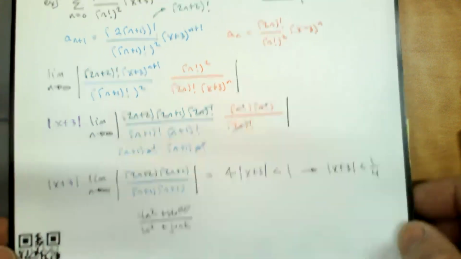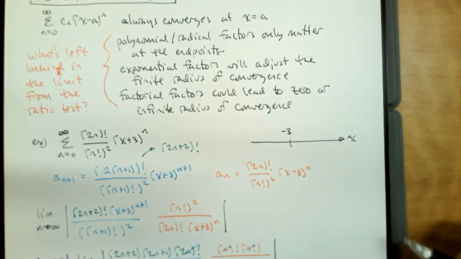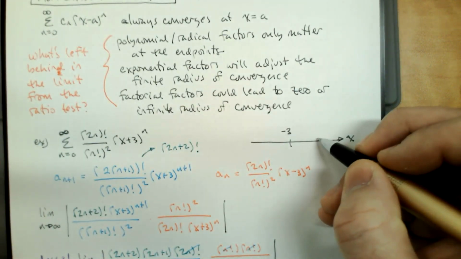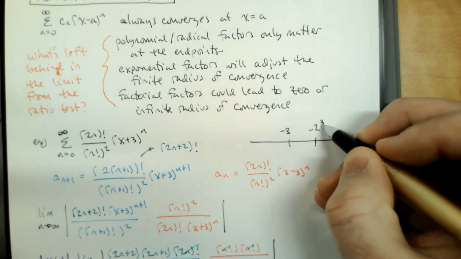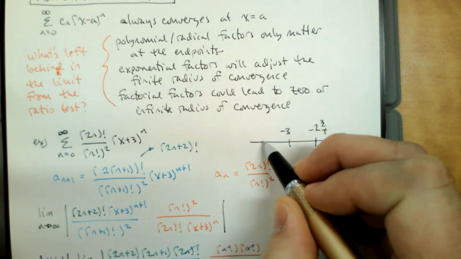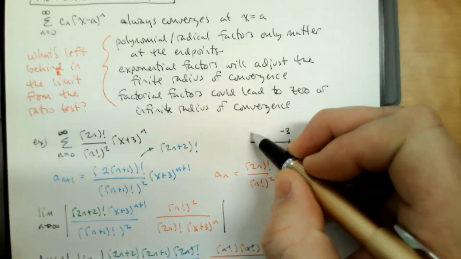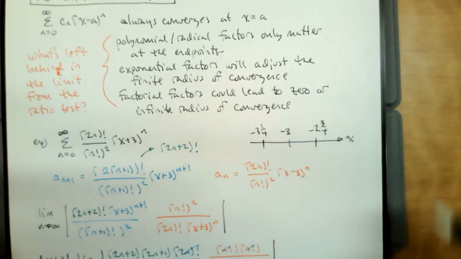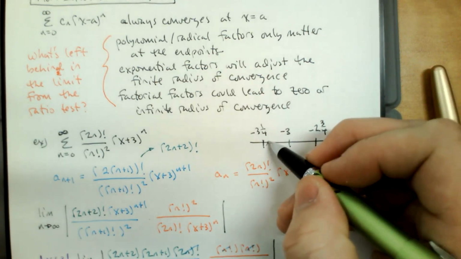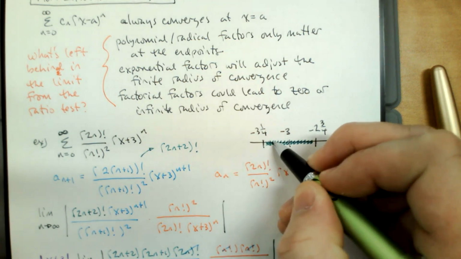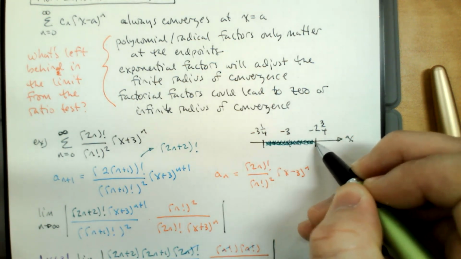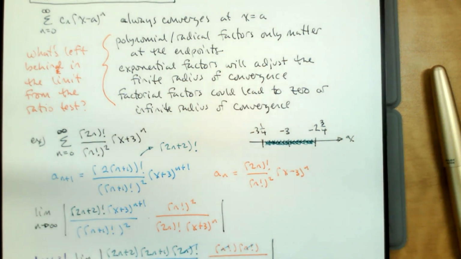So that means we'll have a negative 2 3/4 above and a negative 3 1/4 below. We'll definitely have everything in between those values. We've got to think about what's going on at the endpoints.